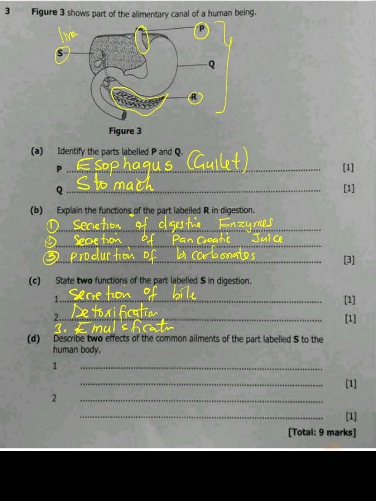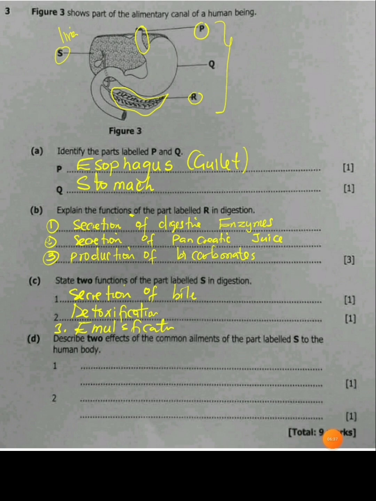This says describe two effects of the common ailments of the part labeled S to the human body. Two effects. Now, they are not saying you state the ailment. They are saying that ailment, what effect does it have on a human body? Ailments are just like diseases of a body part. Now, we have ailments of the liver, because we already said S is the liver. There are quite a lot. Let me just list them.